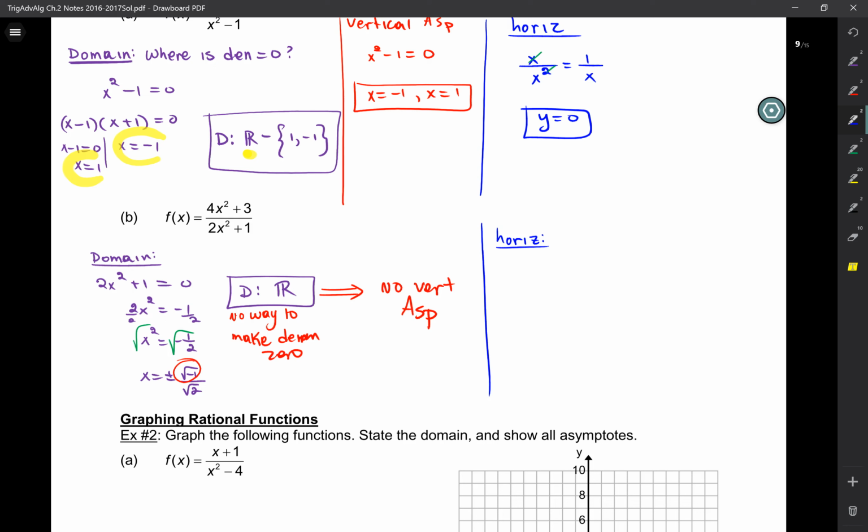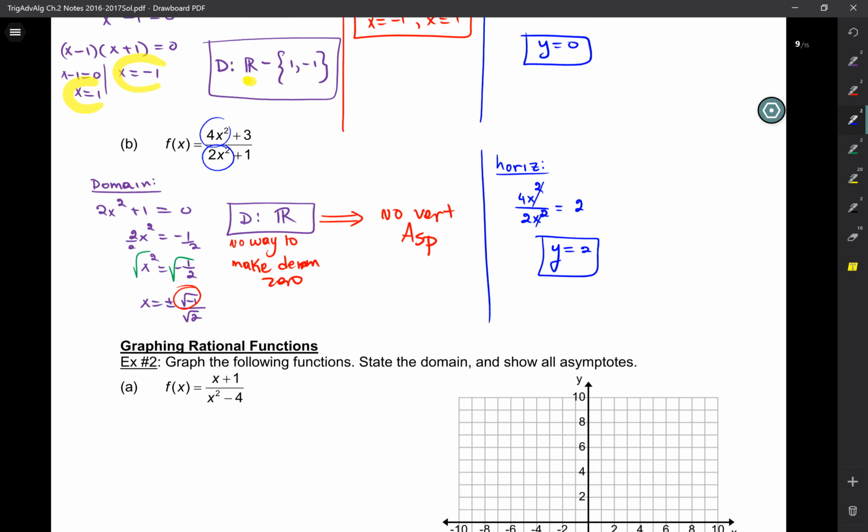What do we do for the horizontal one? Right, so 4x squared over 2x squared gives you what? 2. So the asymptote is what? y equals 2. Okay, just 2 will not be full credit. All right? There's really no use in knowing what the asymptotes and the domain of a function are and not graphing it, right? We might as well.